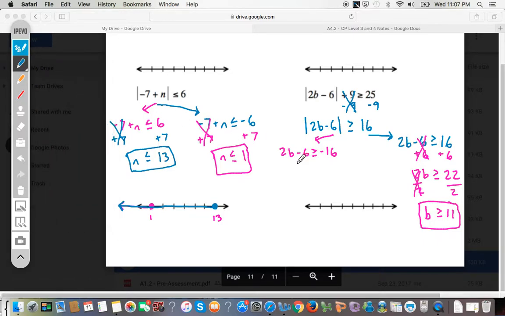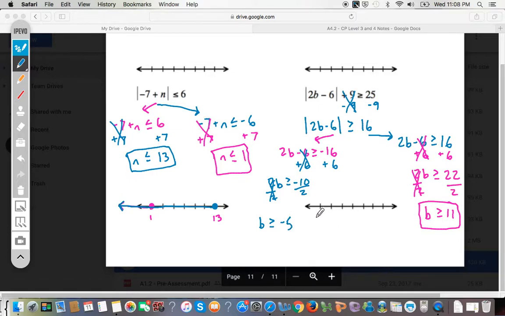Okay, and this one over here, same thing, I'll add 6. That cancels, add 6 over here. Okay, so I get 2b is greater than or equal to negative 16 plus 6, which is negative 10. Okay, so I'll divide by 2, divide by 2. So I have b is greater than or equal to negative 10 divided by 2, which is negative 5.